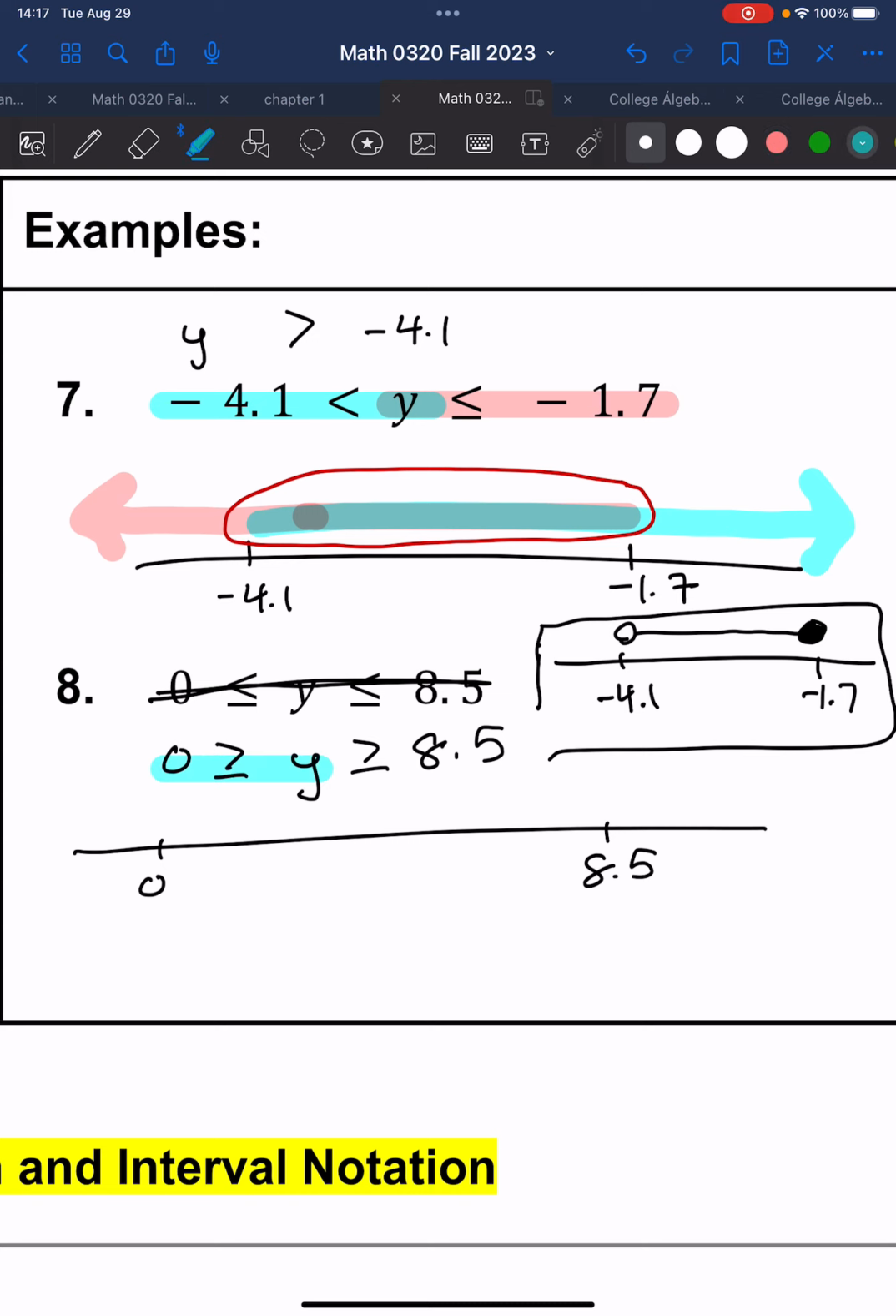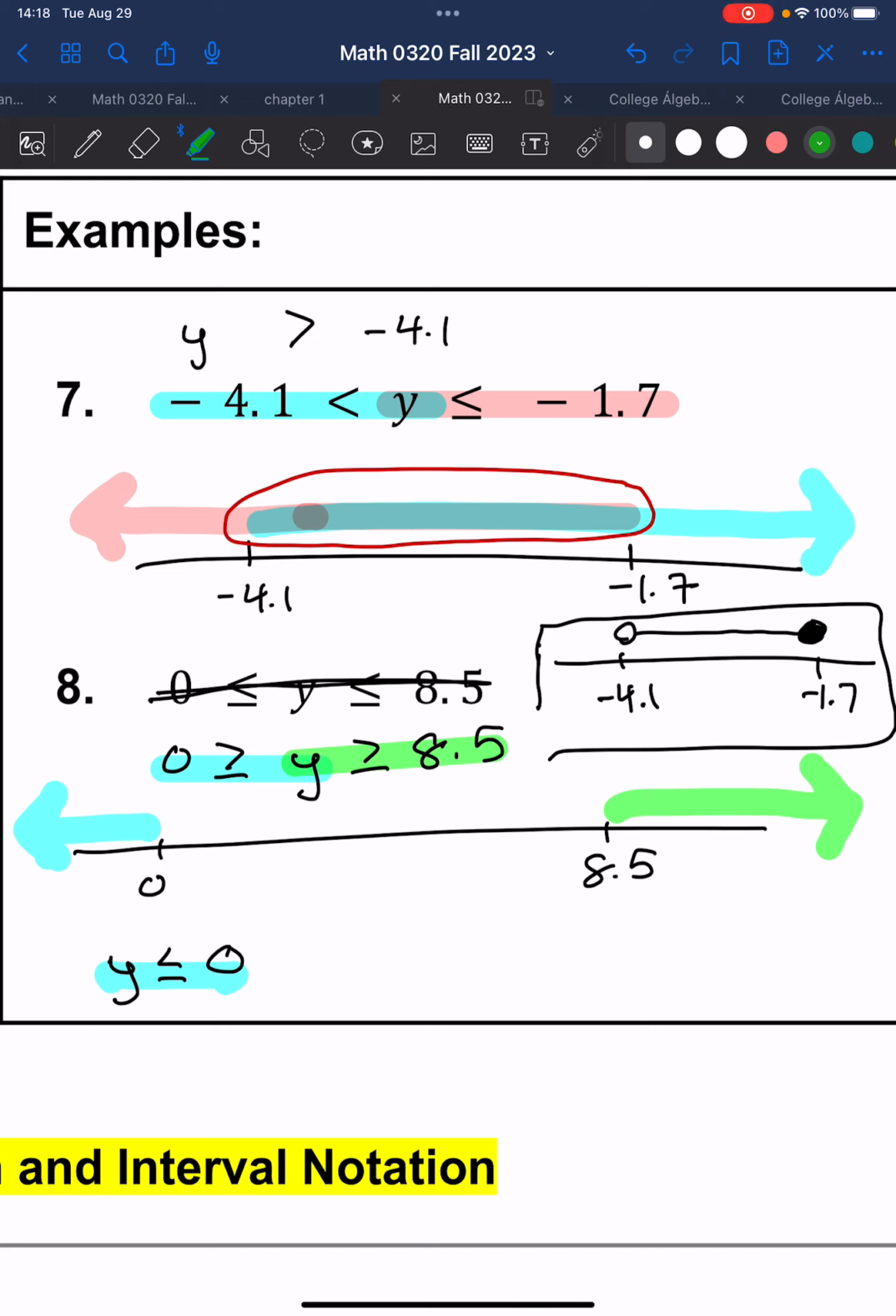The first inequality here, we have 0 is greater than or equal to y. Remember, we want that y to be first. So this is actually y is less than or equal to 0, because of the symbol pointing in the direction of the y. If I draw that y less than or equal to 0, this line is going to go in the left direction. Now, looking at the other side, y is greater than or equal to 8.5. This arrow is going to go in the right direction. Notice how these arrows look different than number 7. In number 7, they overlapped. In this one, they're going in opposite directions.